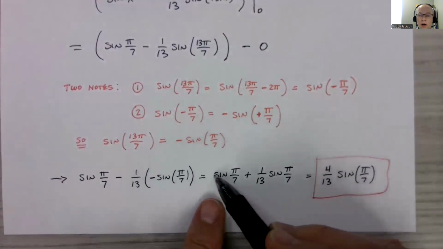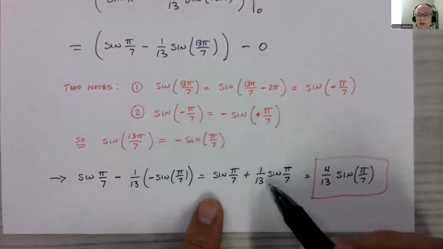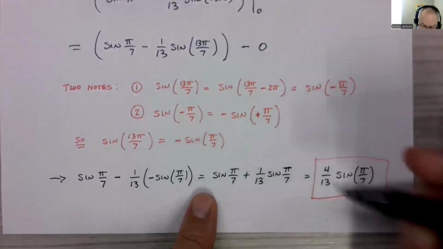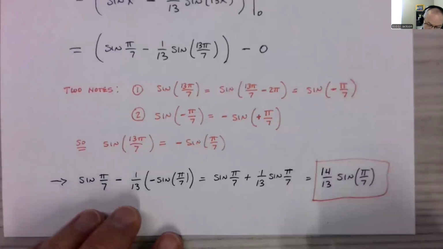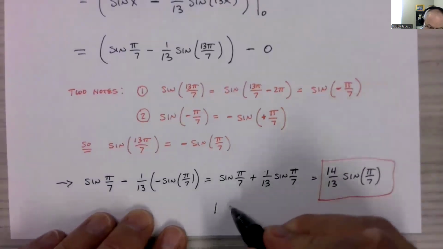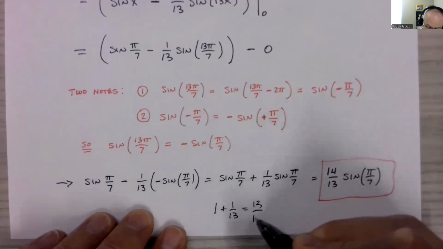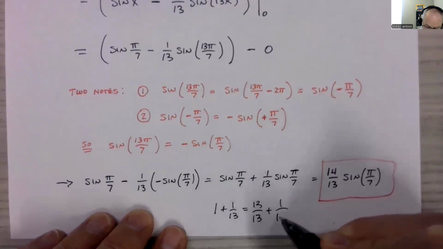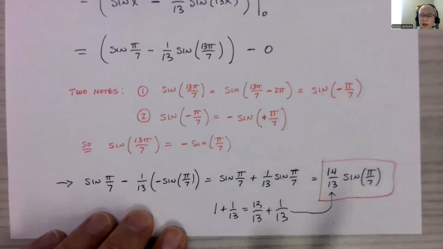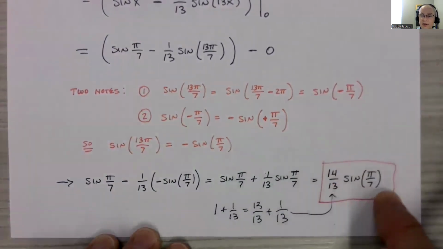Well, 1 sine of pi over 7 plus 1/13 sine of pi over 7 is a total of 4. Oops, that's not right. 14. I can't add 14 thirteenths, right? So the coefficient here is 1, and the coefficient here is 1/13. So this would be 13 thirteenths plus 1/13, which is, as I've correctly written now, 14 thirteenths. Sorry, I had that wrong. So this is actually the answer that they're showing.